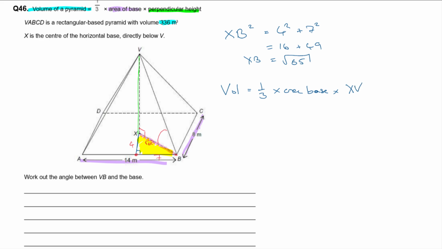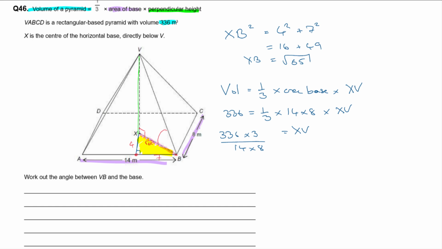So volume I know is 336. And that's equal to 1/3 times the area of the base, which was 14 times 8, and then that's times XV, the side I'm trying to find. Okay, so then rearranging, XV is going to be 336. That third, if I times through by 3, it will disappear, and I'll get a times 3 up here, and then I'm going to divide through by the 14 and the 8 like that.